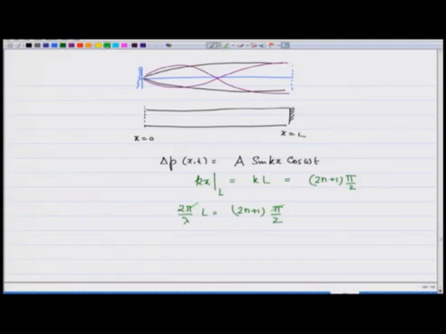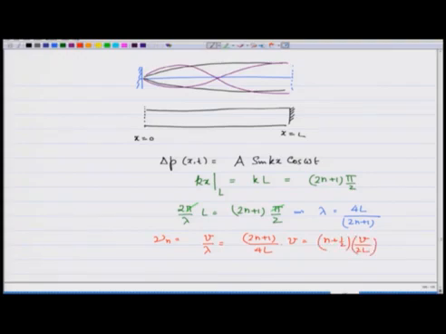So, pi cancels and I get lambda equals 4L over 2n plus 1, and therefore, the frequency nu n is going to be V over lambda, which will be equal to 2n plus 1 over 4L times V, or I can write this as n plus a half V over 2L. Again, V over 2L is the fundamental frequency and rest are higher harmonics.